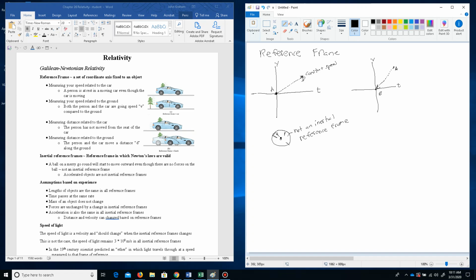Best way to know, accelerated objects are not in an inertial reference frame. So if there's an acceleration, then you're not looking at an inertial reference frame.